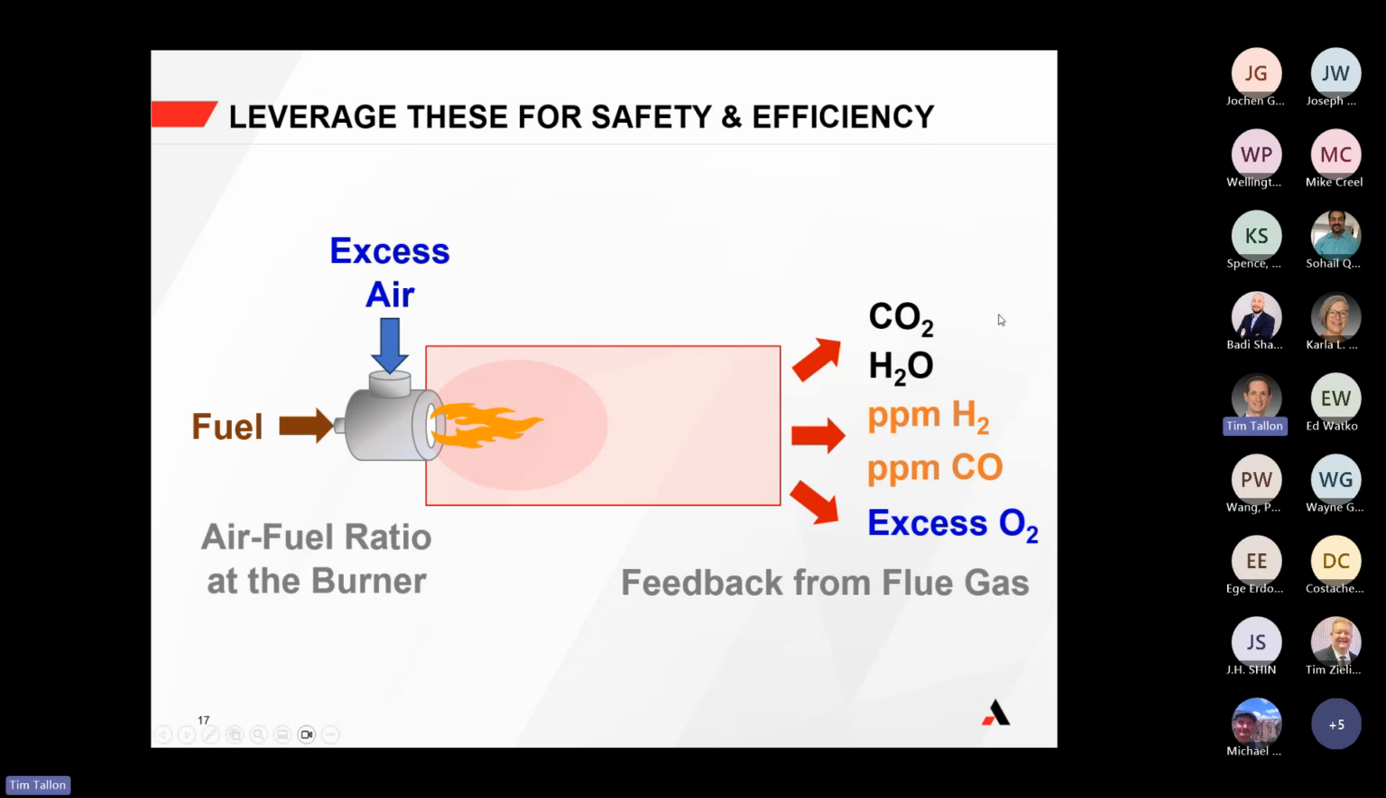So that's just a brief overview of combustion and how to think about some amount of excess air at the burner, and how we generate some amount of excess oxygen, as we also form some amount of part per million levels of hydrogen and carbon monoxide that we call combustibles.